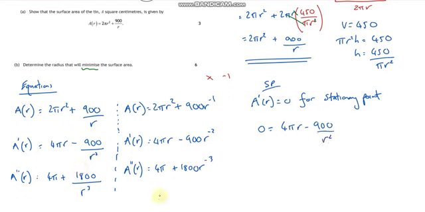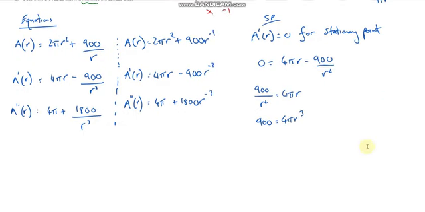Okay? So I'll add that to both sides. So I've got 900 over r squared is equal to 4 pi r. That means that 900 is equal to 4 pi r cubed. Scroll down a bit. Then r cubed is equal to 900 divided by 4 pi. If I do the cube root of that, actually, I'm just going to take that up slightly and write that it's the cube root of 225 divided by pi. Just going to write that, which is the same as 4.15.